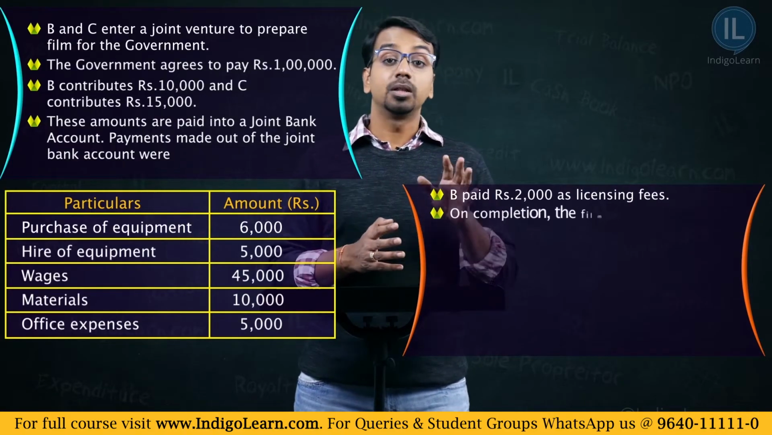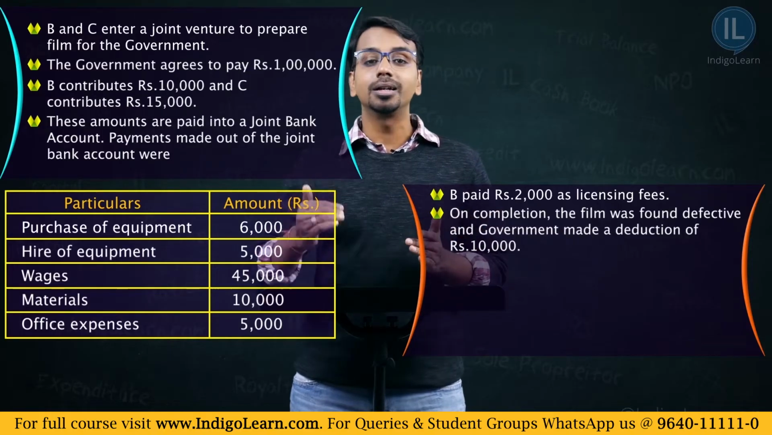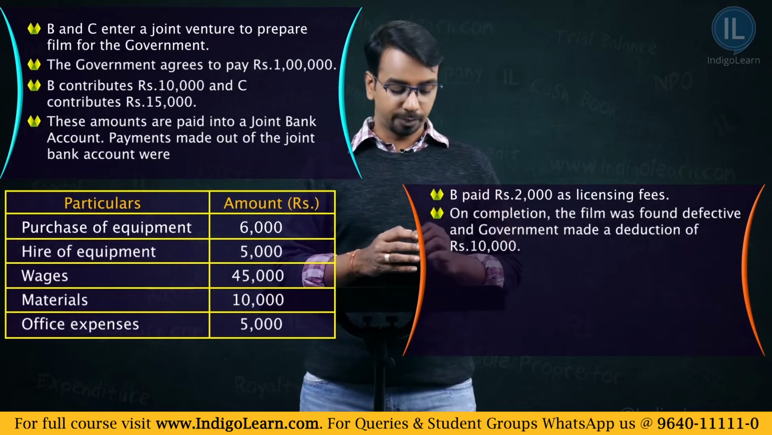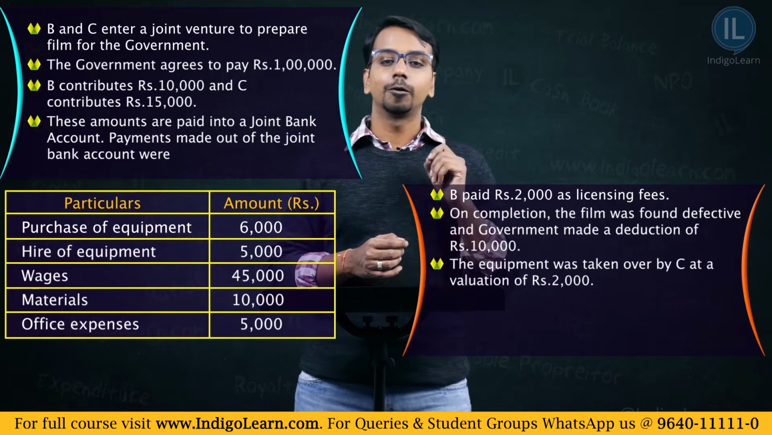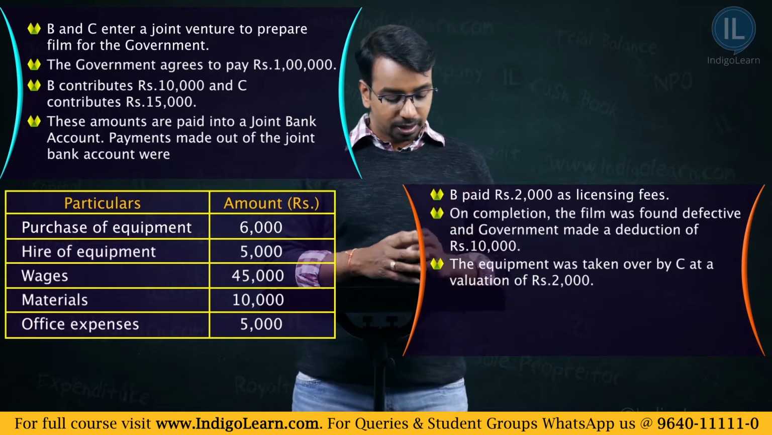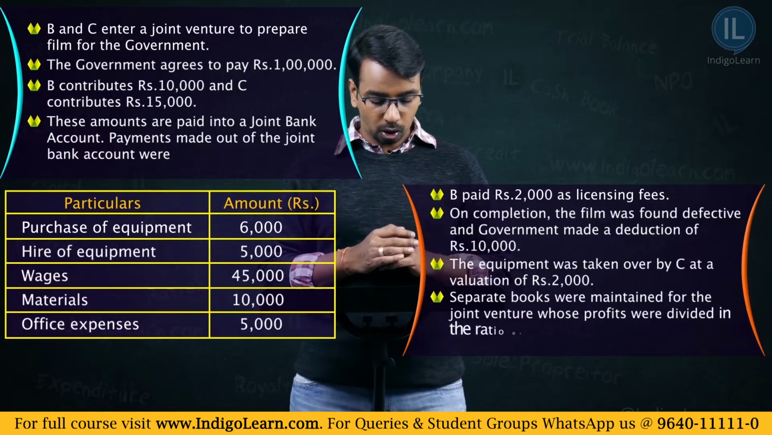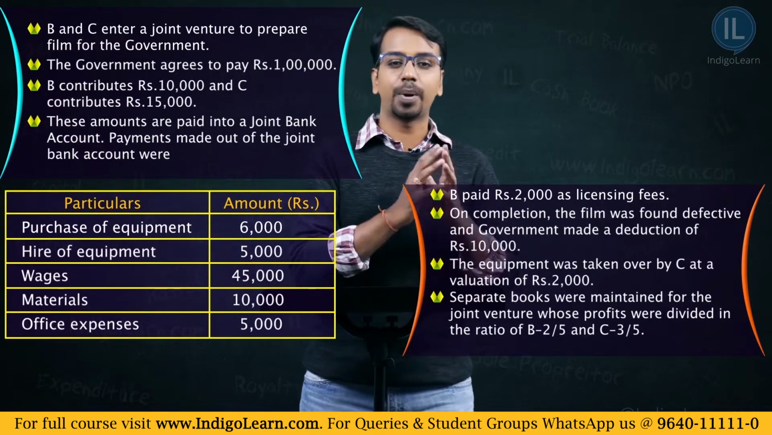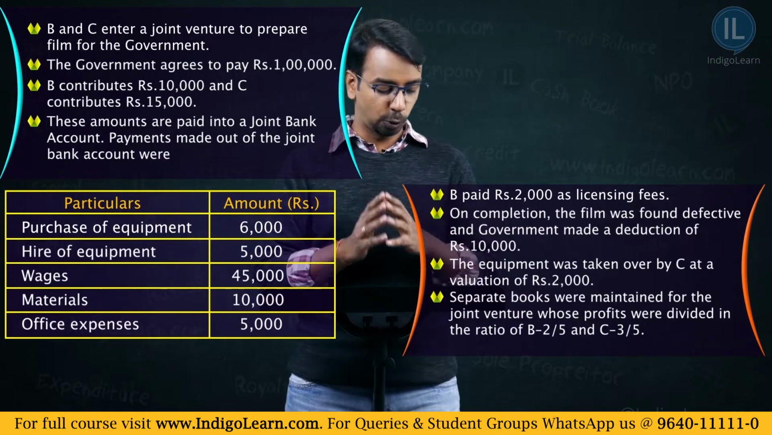On completion, the film was found defective and the government deducted 10,000. So earlier the sale consideration was 1 lakh and now the government has deducted 10,000. The equipment was taken over by C at a valuation of 2,000 rupees. Separate books were maintained for the joint venture whose profits were divided in the ratio of 2/5 and 3/5. So like you would have seen in the partnership accounting, here also we have a profit sharing ratio.